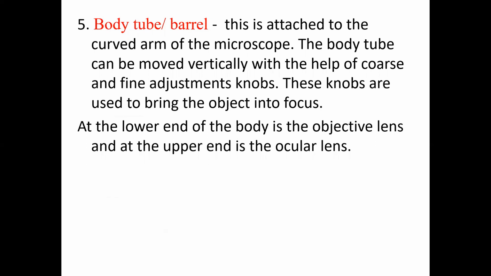So next we have the body tube or the barrel. This is attached to the curved arm of the microscope. The body tube can be moved vertically with the help of the coarse and the fine adjustment knobs. These knobs are used to bring the object into focus. At the lower end of the body is the objective lens, and at the upper end is our ocular lens.